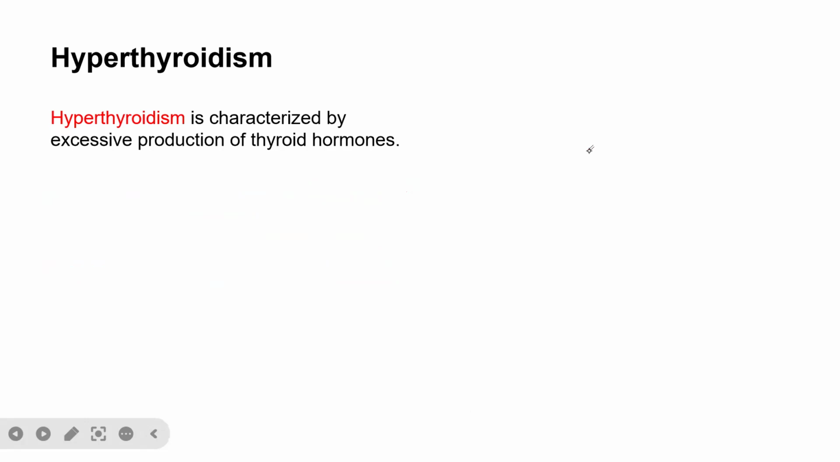So then the next thing is hyperthyroidism. That is what we are going to look at. In the case of hyperthyroidism, it is characterized by excessive production of the thyroid hormone. So you see in this case, hyper means high. It means in this condition, a high amount of thyroid hormones is secreted by the thyroid gland. So that is why it is called hyperthyroidism.